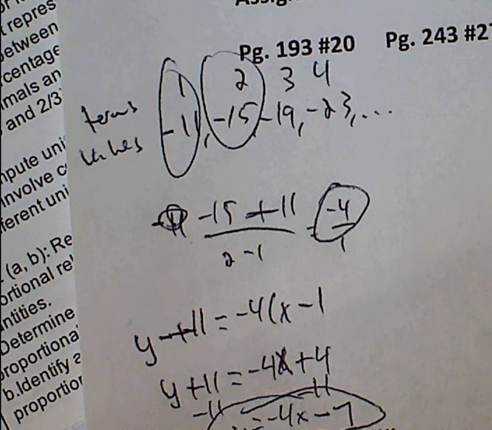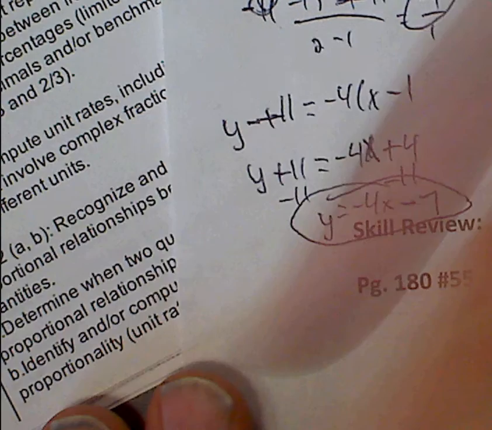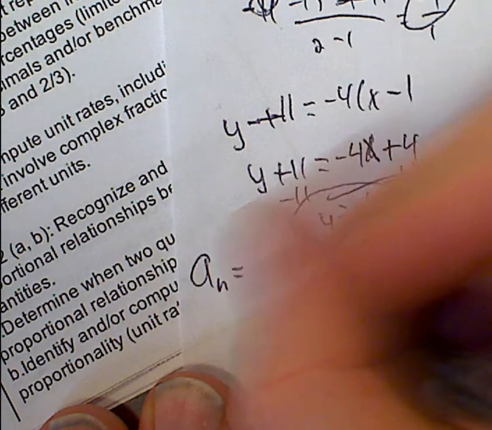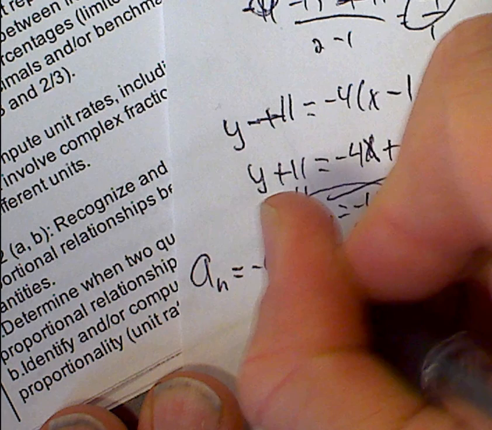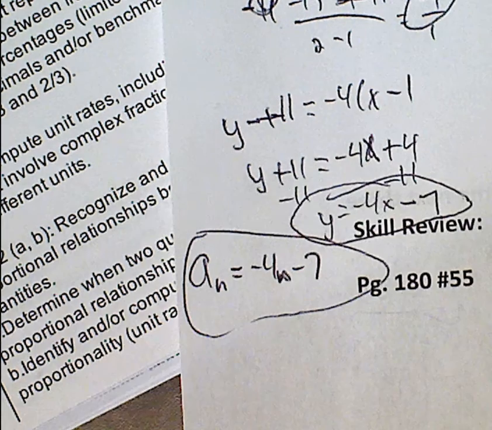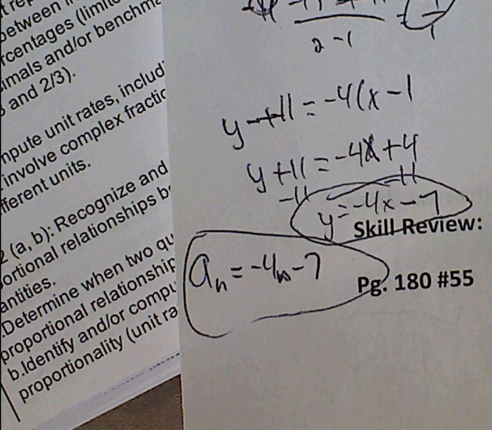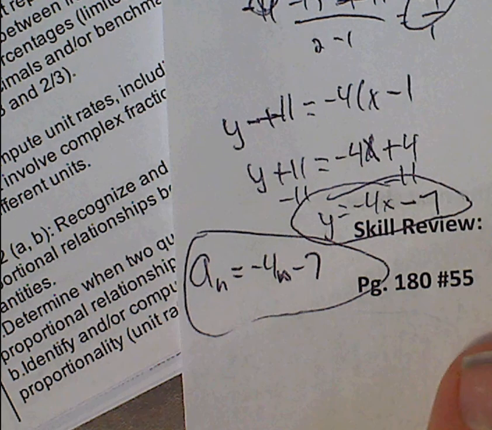There's my equation. Now they want it as an nth term, so I just need to translate this into a sub n equals negative 4n minus 7. There is my equation. It says go ahead and graph the first 5 terms of the sequence. Now let me double check something, because on page 262, number 23, when we get there. Yep, okay. So we're going to go ahead and graph this.